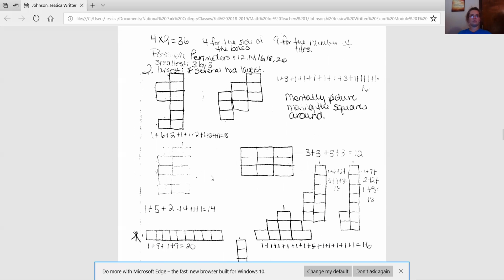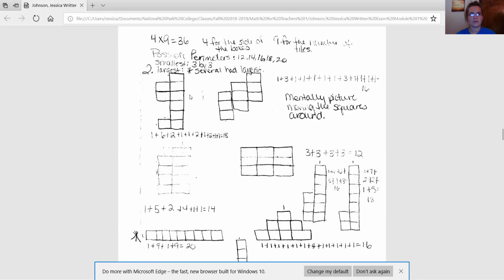And problem number 2 is asking for perimeters. The possible perimeters that I came up with were 12, 14, 16, 18, and 20. The thing about perimeters is that they are on the outside. So from here to here is 1, and from here all the way down to here is 1, 2, 3, 4, 5, 6. So I'm going to count my edges.